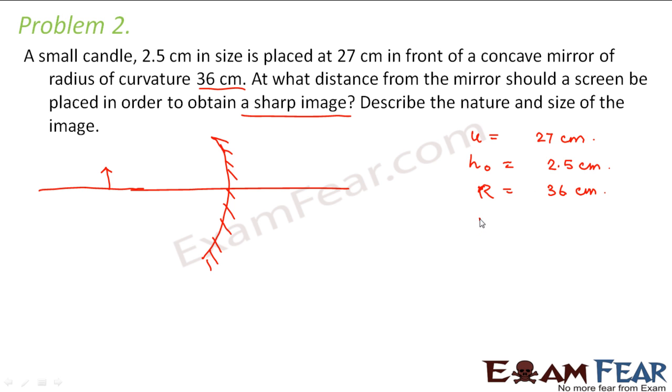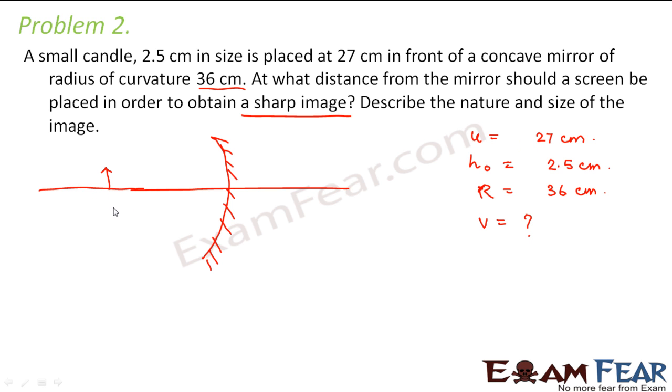That means you have to calculate the distance at which the image is formed. Once you are able to calculate the distance at which the image will be formed, you can place the screen exactly at that position. Right? And we have to also tell about the nature and size of the image.